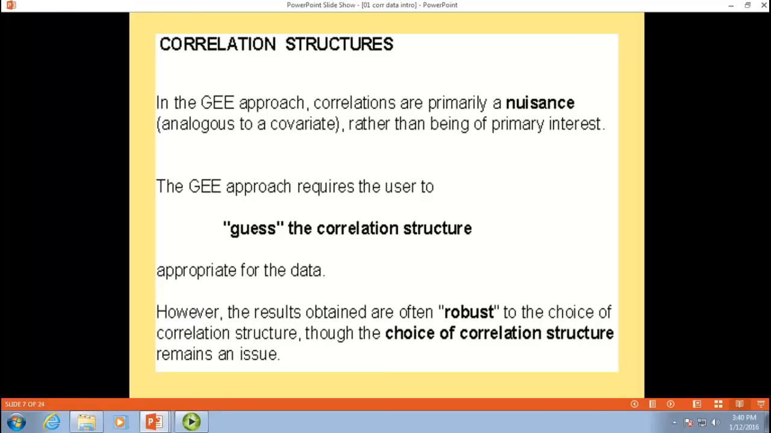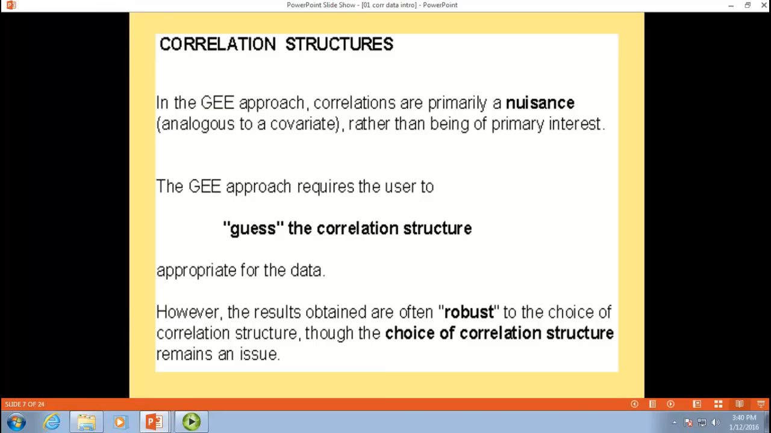But you're not really interested in the effect of the confounder. You're interested in the effect of the exposure variable. So it's not the primary question of interest. That's the same thing about the correlations. You want to account for it, but your main goal is: is there a relationship between exposure and disease, given that I have correlated data? That's what you want to do, okay?